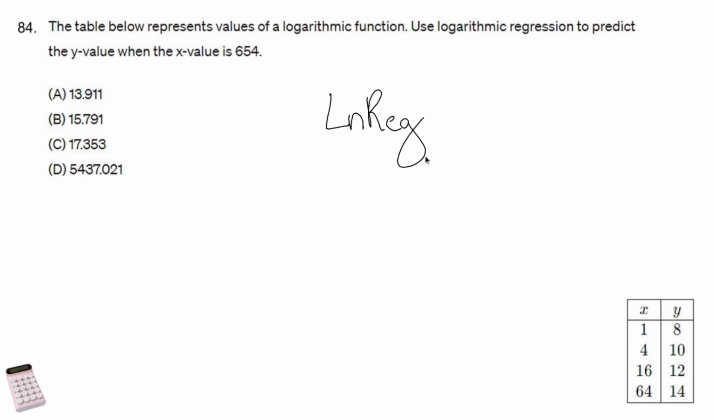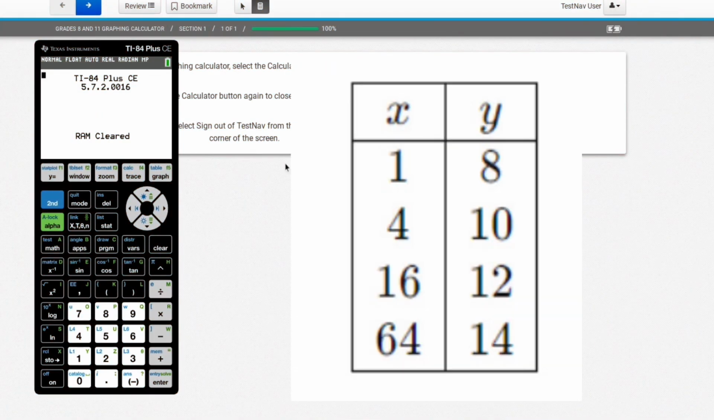I'm not going to write it down. I'm not going to save it. I'm just going to store it and then plug in 654 and see what happens. Be right back. All right, ln reg is just like any regular regression. You go to stat, you go to edit, you type in your numbers. Now, you know this is logarithmic because you'll see as I type in, the x values are multiplied by 4, and the y values just go up by 2 every time.